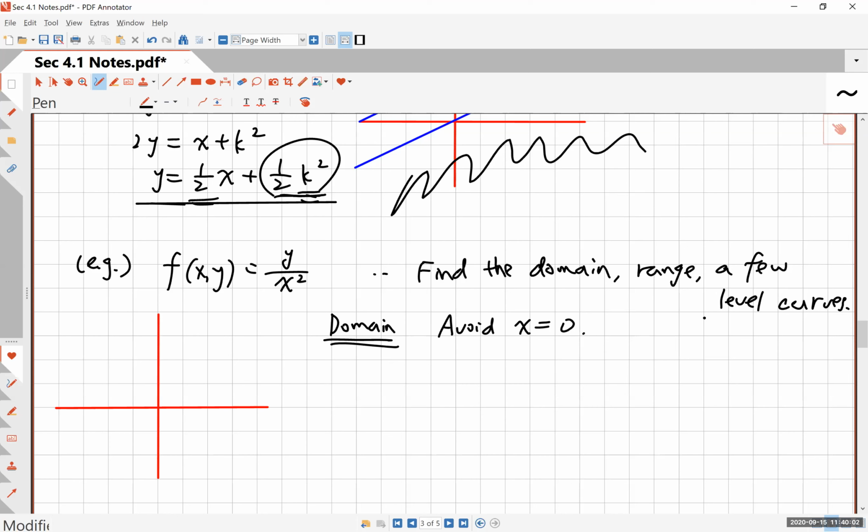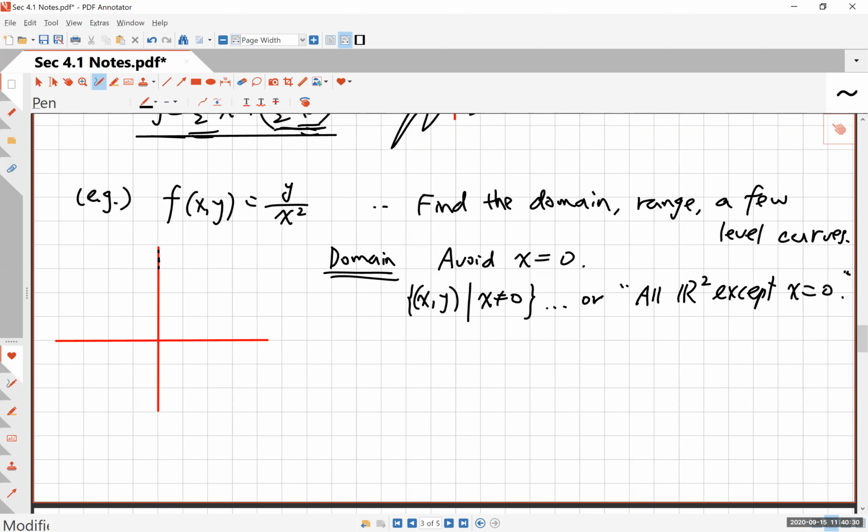Don't write x is equal to 0, because that's exactly the opposite of the domain, right? So the domain should be all of (x, y) such that x is not equal to 0. Okay, you can say all of the plane R squared except the line x is equal to 0. That would be acceptable, because those are the points that you're trying to avoid.